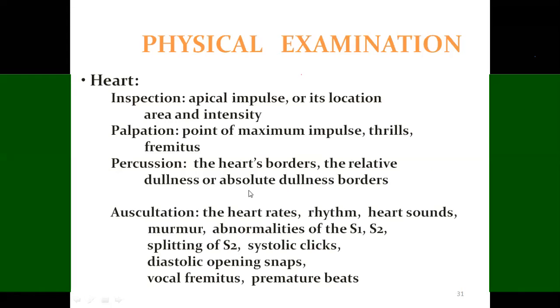And auscultation of the heart is one of the very important things. You have to check the heart rate, rhythm of the heart, heart sounds, and murmurs, which are the abnormal sounds from the heart. So all the abnormalities of S1, S2, splitting of S1 and S2, systolic clicks, diastolic opening snap, vocal fremitus, premature beats. These are really complicated terms and they have a lot of explanations. So here we will not explain, but I'm giving you the overall.